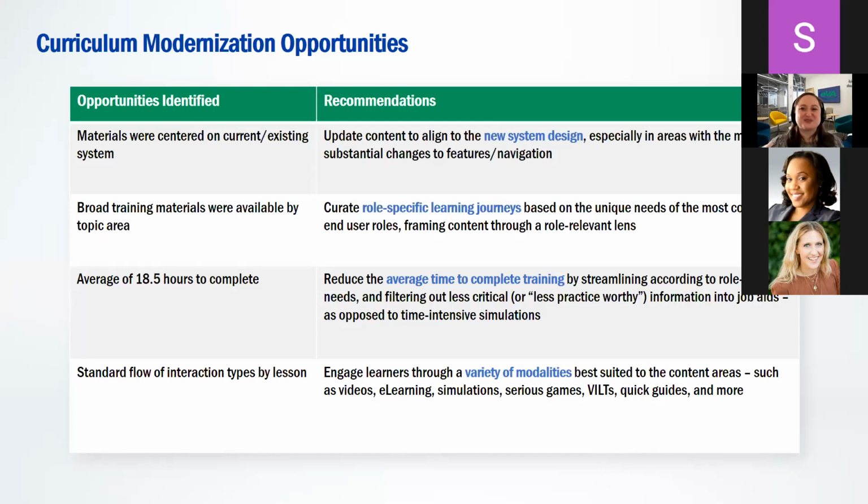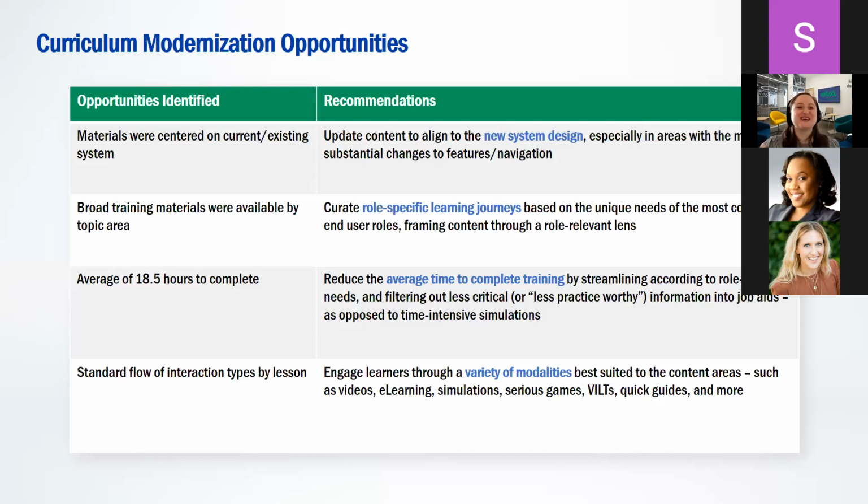Awesome. So whereas the last slide focused specifically on the course evaluation data, here's sort of the more general take about curriculum modernization opportunities. This is a bit more general. I think we maybe hit some of these points inadvertently as we went through. But the first thing we identified, I'm sure all of us could have identified, was that the materials were centered on the current or the existing system at the time.